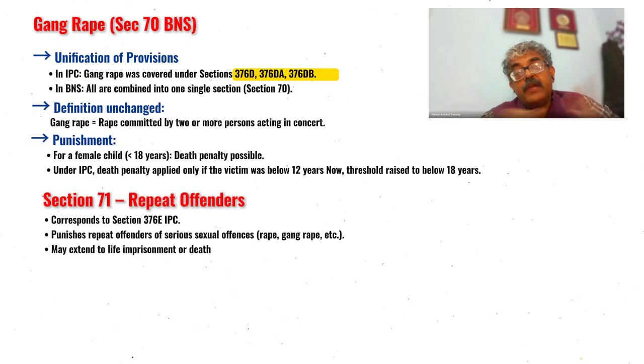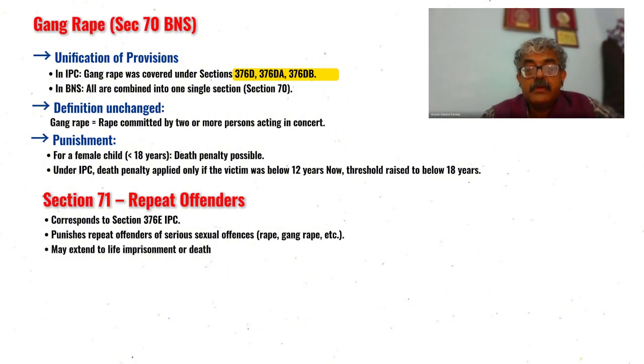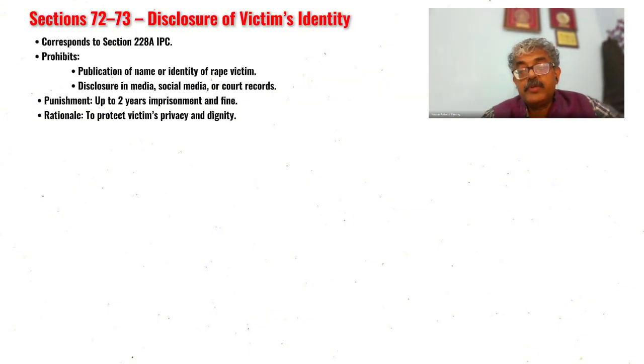Then Section 71 of Bharatiya Nyaya Sanhita corresponds with Section 376E of IPC, which would punish repeat offenders of these sexual offences. Then you have Section 72 and Section 73, which correspond to Section 228A of Indian Penal Code. Remember, disclosure of identity of victim of rape. Disclosure of identity of victim of rape.